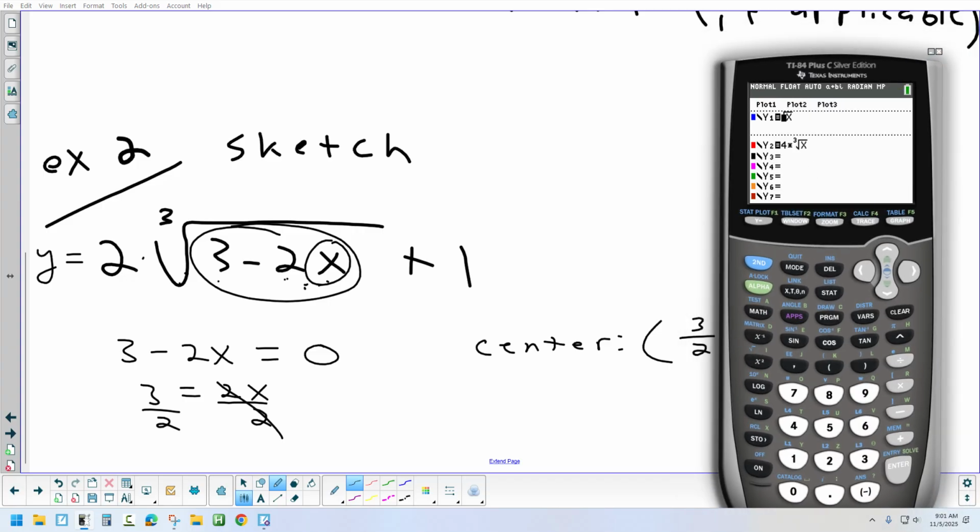All right, so let's clear out anything else you already have in there. And this is how you type it all in. 2 times 3, and then you hit math option 5. That's how you do 2 times the cube root. And then 3 minus 2x plus 1. Any questions on typing that in?